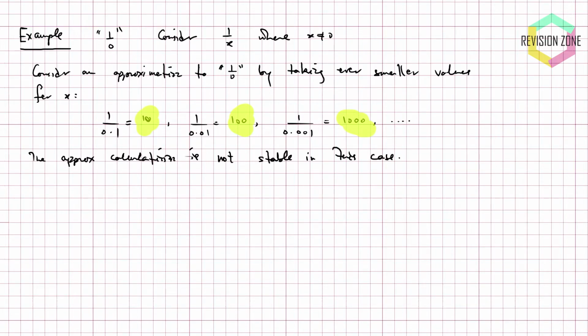Whereas in the last case, we always had 1 as the answer. It doesn't matter how close we were getting to x equals 0 without it actually hitting 0. We always had 1 as the answer. So the approximation calculation was actually stable. In this case, it's unstable. So we say the limit does not exist. So in other words, 1 divided by 0 actually cannot be made sense of, mathematically. So let me just write that. Cannot be assigned a value.